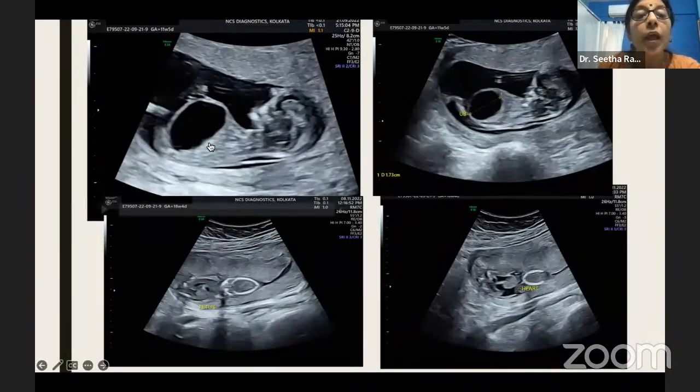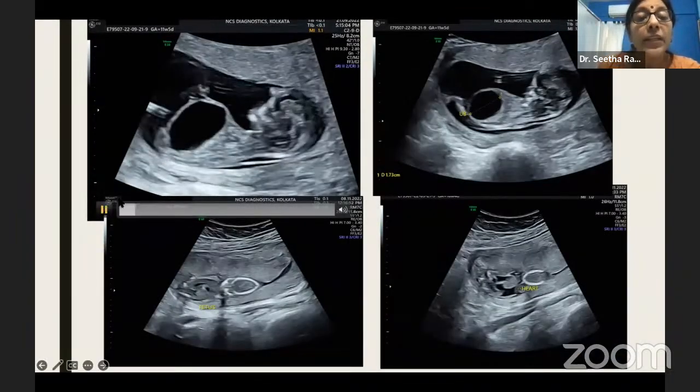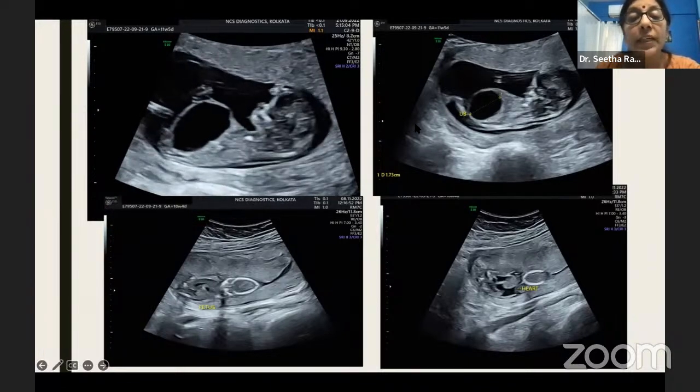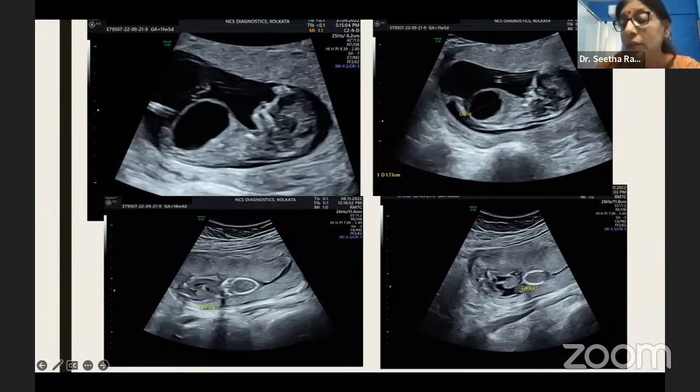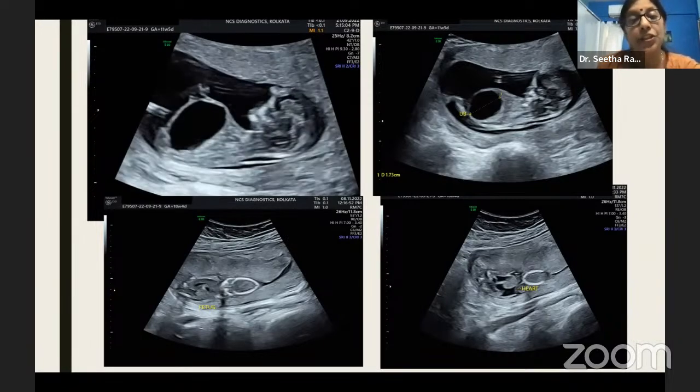This is a lady who came at around 11 weeks, where the bladder diameter was almost 17 millimeters. We did counsel them accordingly, but later on she came back at 18 weeks 4 days with an IUD, obviously with severe oligohydramnios. So nature takes its own course. Sometimes it's better to just wait and watch what happens, but it is important to counsel them and document the implications of this severe megacystis at this early gestation.